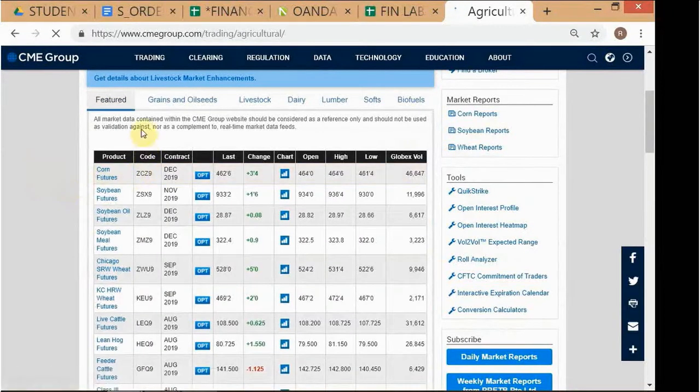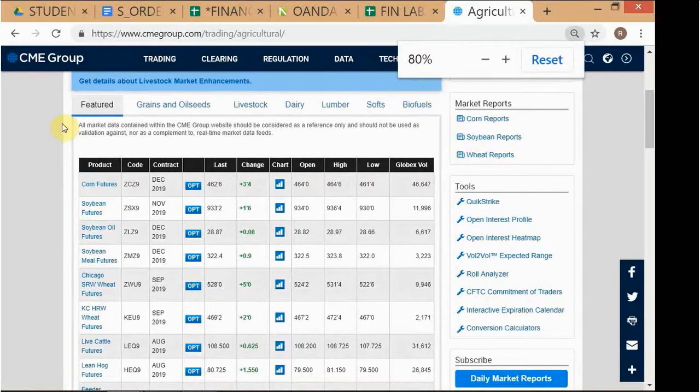Here you can see once again categories and subcategories. I don't know if you can read this or not. Grains and oil seeds, can you read? Okay.